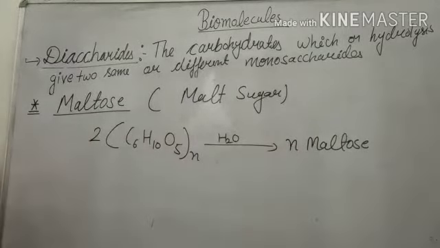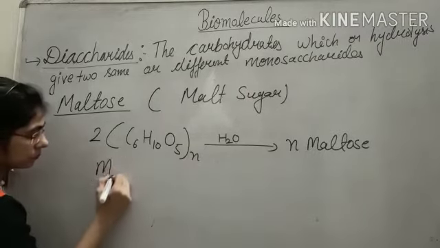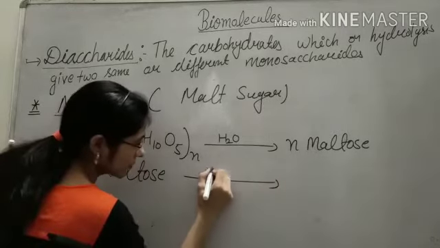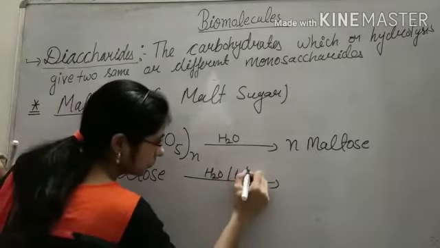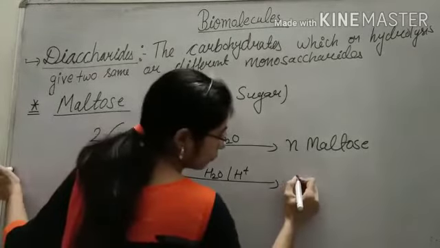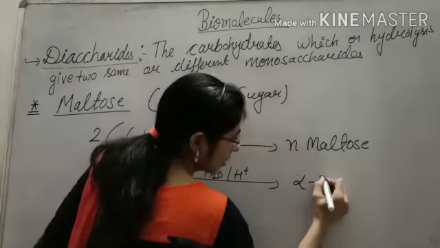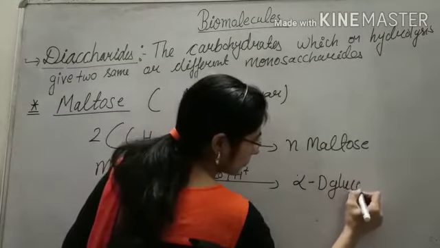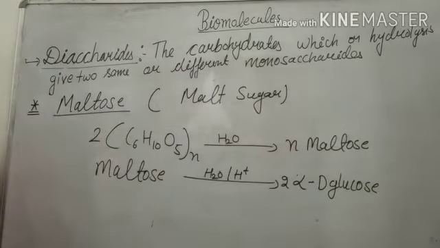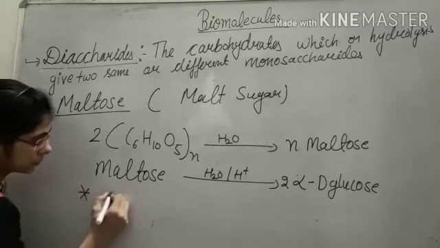Okay, and students, on hydrolysis, 1 mole of maltose gives 2 moles of alpha D glucose. Upon hydrolysis in acidic medium, it gives 2 moles of alpha D glucose. Okay, and it is a reducing sugar.